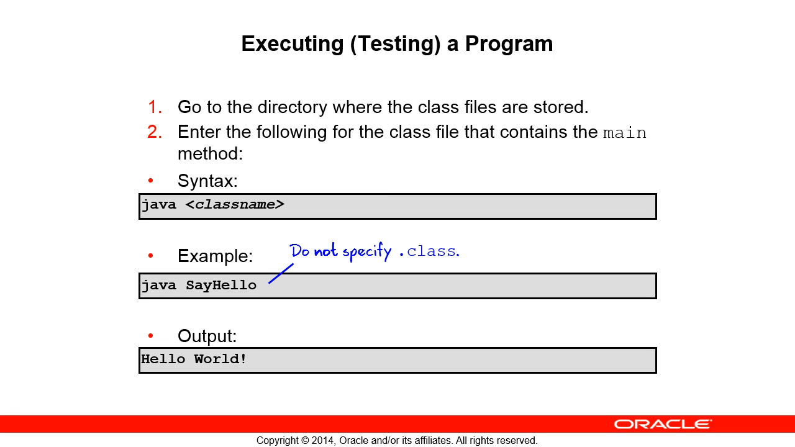When you've successfully compiled your source code files, you can execute and test them using the Java virtual machine. To execute and test your program, you first go to the directory where the class files are stored. Then you enter the following command for the class file that contains the main method. Note that here the file extension .class should not be included.